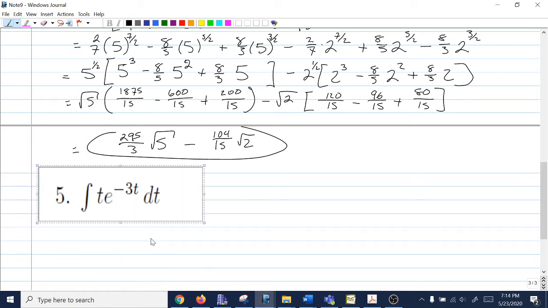This is begging to be done by parts. Integral u dv is uv minus integral v du.